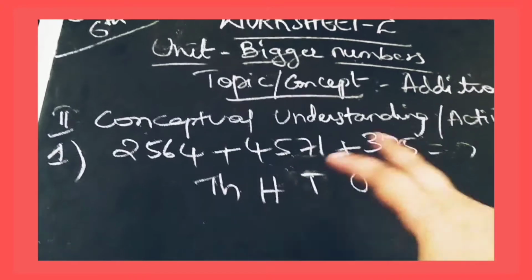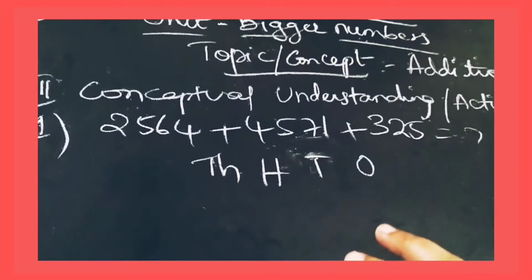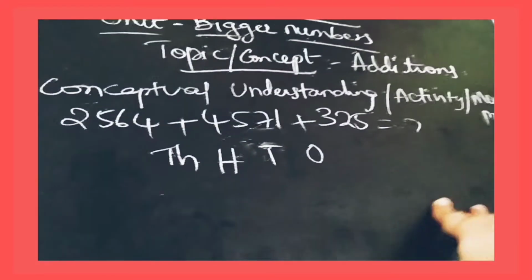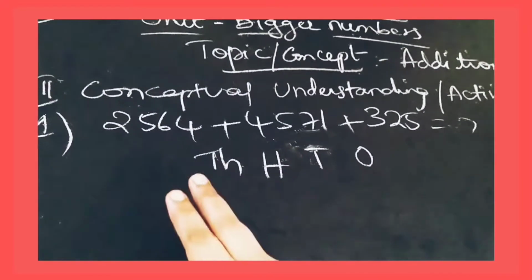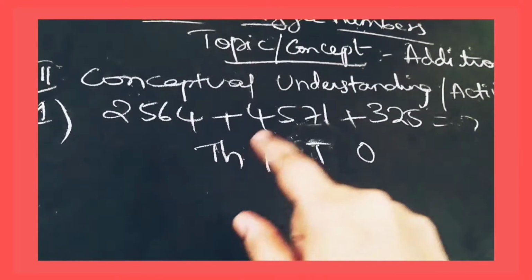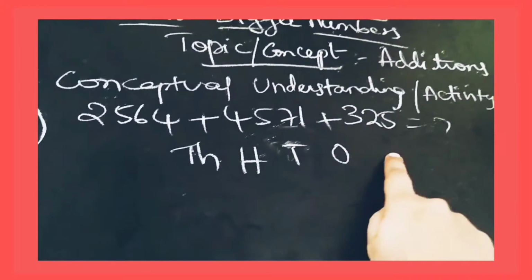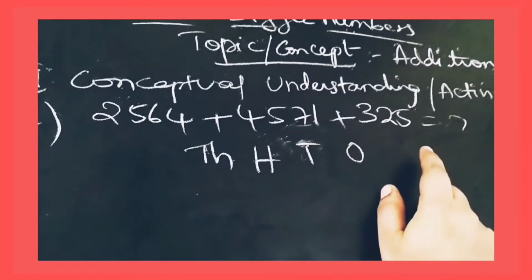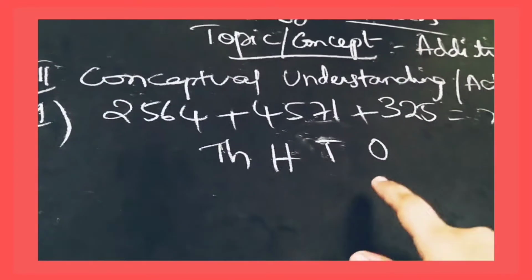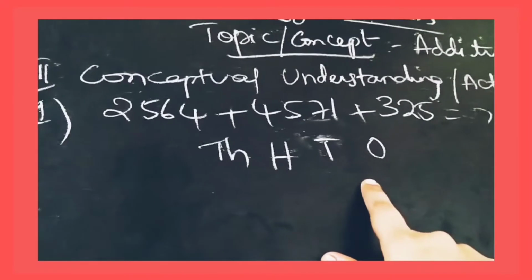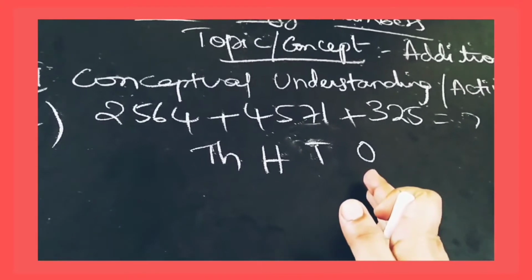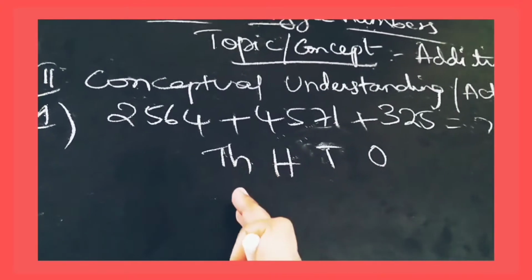Okay. So second section is conceptual understanding, by activity, by model problems. So first sum is 2564, then 4571, then 325. We have to add these three numbers. First we will write the place values. For writing the place value, we have to start from right side: ones, tens, hundred and thousand.